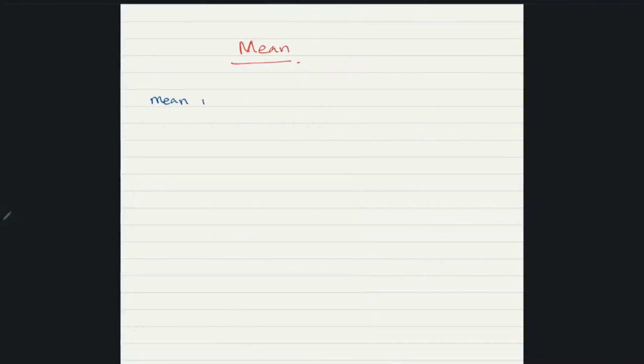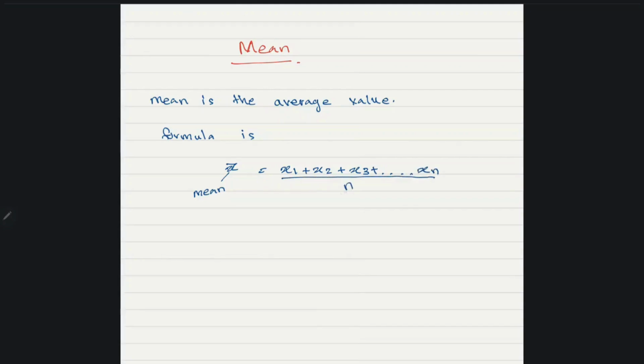Let's talk about mean. Mean is the average value of any observations, and there is a standard formula for finding mean. To find the mean, you have to sum all of the values in the data set, and you have to divide the sum of the data values by the number of values. For example, if you have 5 data values, you add all those 5 values and divide them by 5.